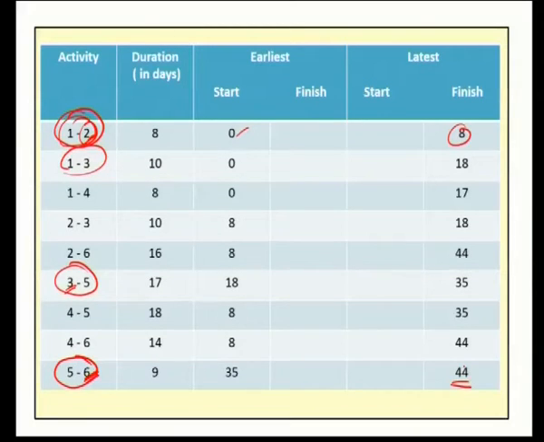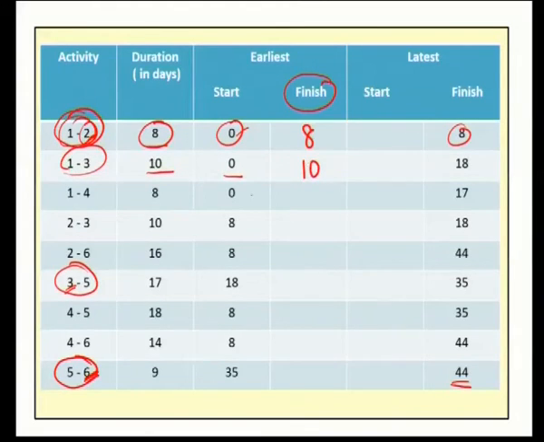So, using the network, for each and every activity, we calculated the starting time and the latest finishing time. Now, for each and every activity, we compute the earliest finishing time, which is nothing but the earliest starting time plus the duration of the activity. Therefore, for the activity 1 to 2, the finishing time is duration plus starting time, so 8 plus 0, 8. For the activity 1 to 3, the earliest finishing time is duration plus starting time, so 10 plus 0, 10.